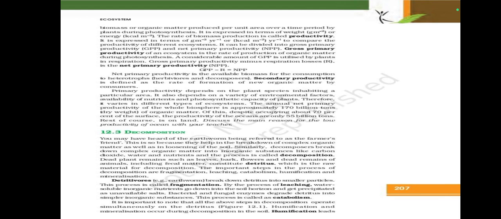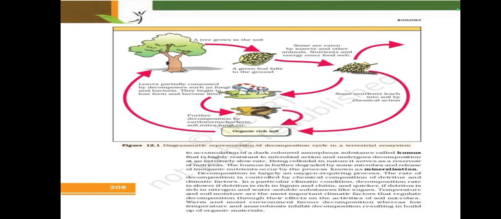It is important to note that all the above steps in decomposition operate simultaneously on the detritus. Figure 12.1. Humification and mineralization occur during decomposition in the soil. Humification leads to accumulation of a dark colored amorphous substance called humus that is highly resistant to microbial action and undergoes decomposition at an extremely slow rate. Being colloidal in nature, it serves as a reservoir of nutrients.